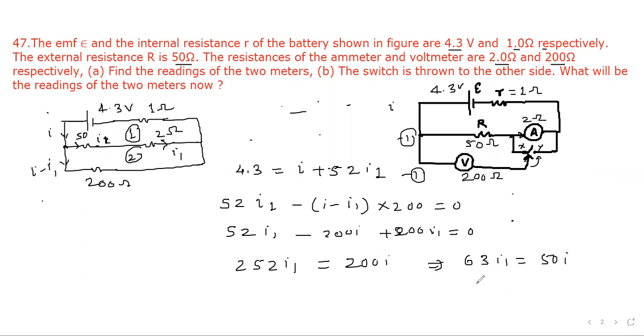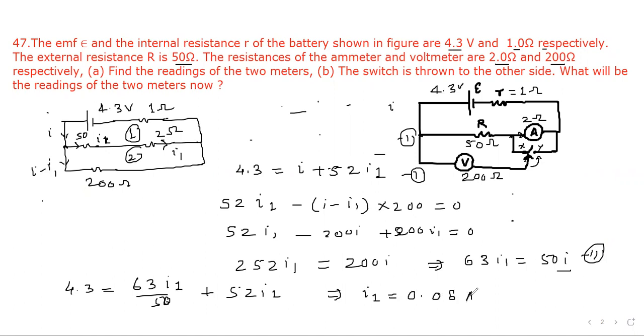Now, we have two equations. One equation is this, second equation is this. So we can put the value of either I here. So if we put the value of I, that would be 4.3 equal to, in place of I, we can write 63 I1 divided by 50 plus 52 I1. Now, when we simplify, we will get I1 equal to 0.08 ampere.